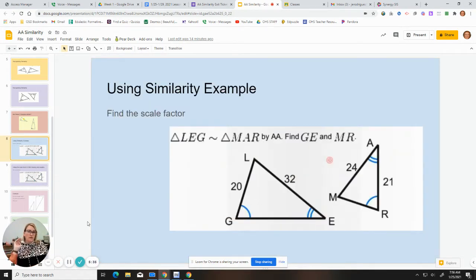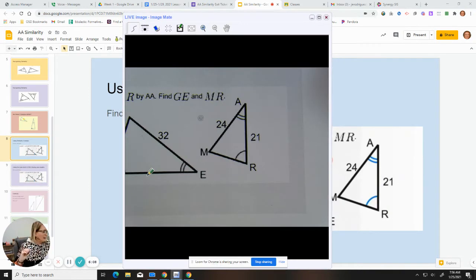Okay, so now we're going to use similarity to be able to figure out scale factors and then be able to find side lengths. And this is where your proportion work is going to come into play. One of the things that I highly recommend is either using different colors to figure out which side lengths match up, or using circling, squaring, whatever. But that's going to be your biggest battle in similarity and proportions, is figuring out exactly which side lengths match up. So I am going to use different colors.